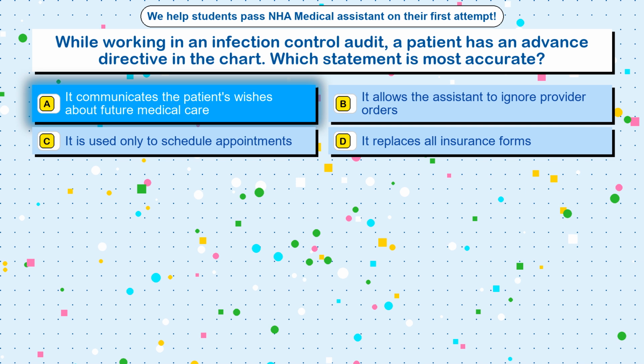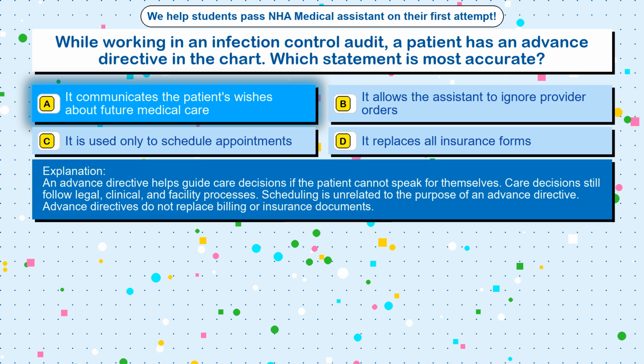The correct answer is option A. It communicates the patient's wishes about future medical care. An advance directive helps guide care decisions if the patient cannot speak for themselves. Care decisions still follow legal, clinical, and facility processes. Scheduling is unrelated to the purpose of an advance directive. Advance directives do not replace billing or insurance documents.